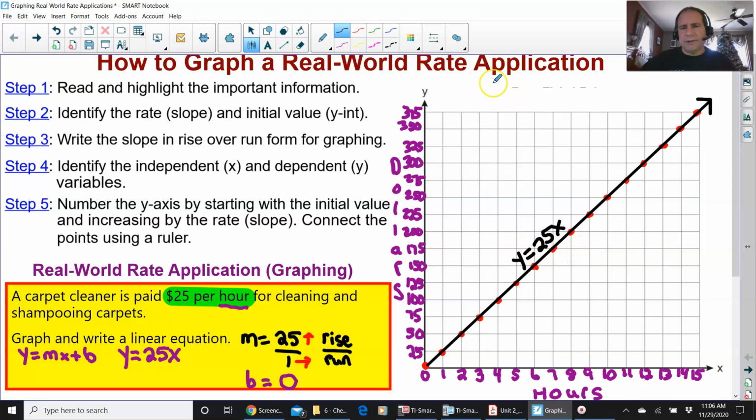And you could put a title up here if you wanted to: carpet cleaner rate. Okay, and that is how to graph a real-world rate application.